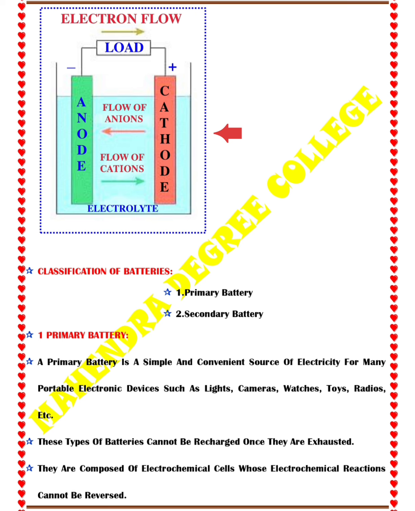Electron flow in top arrow. Electrons flow from anode to cathode through the external load. Example, light bulb or motor. This flow powers electrical devices. Load means the device or circuit that uses the electricity like a fan, bulb or phone.